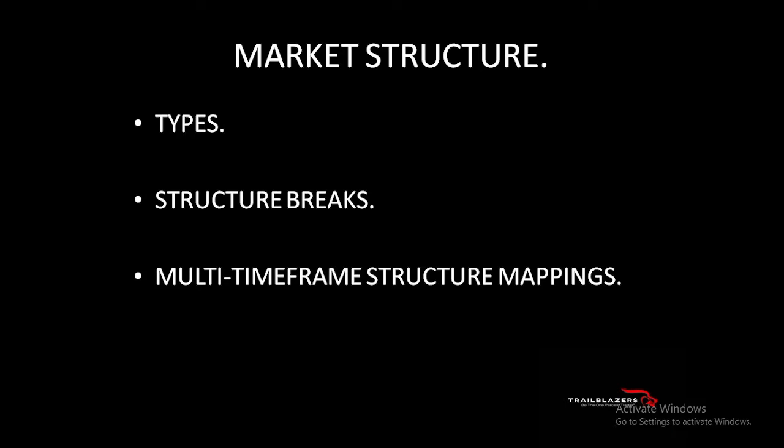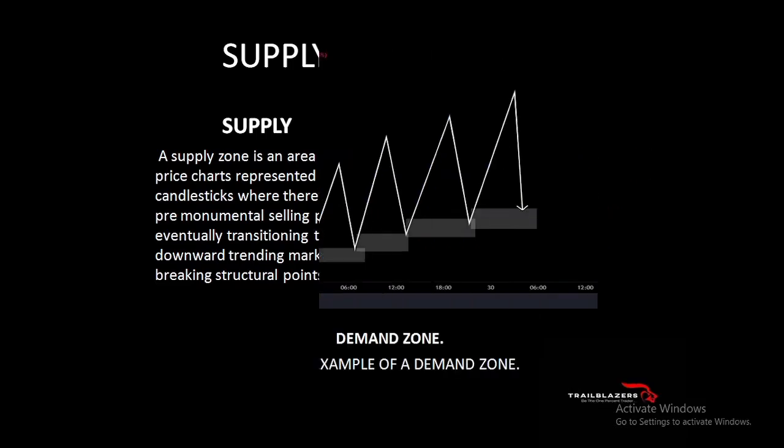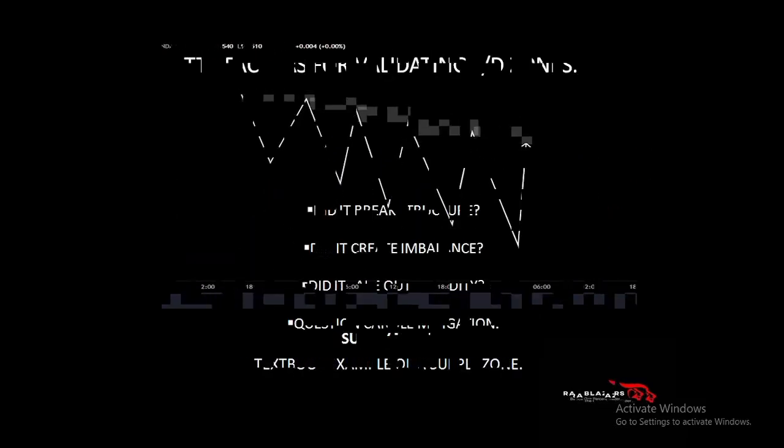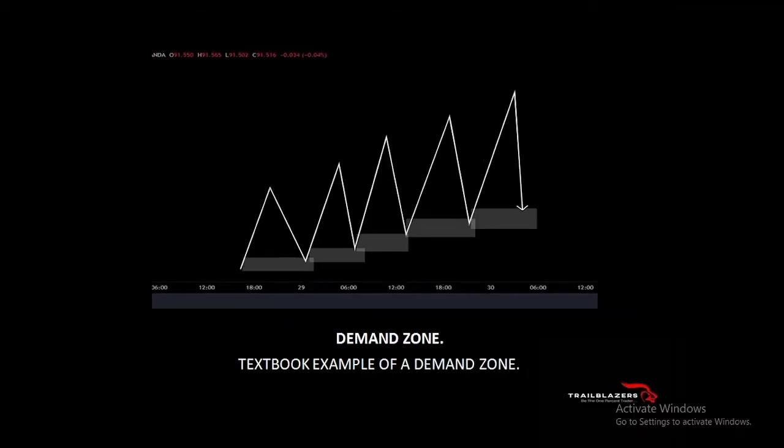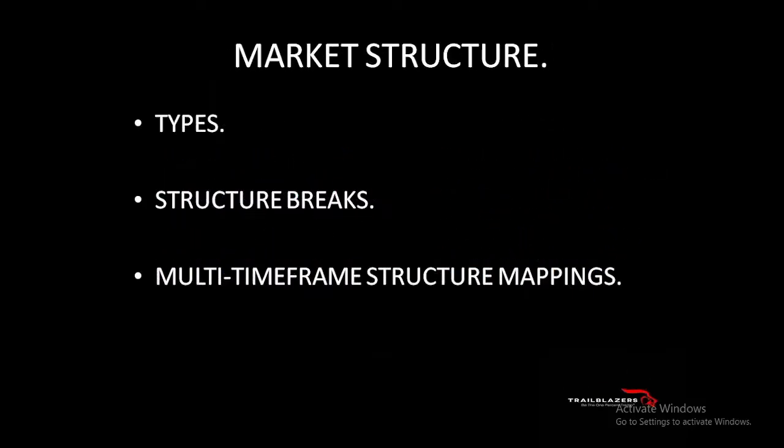Under this market structure section, we're going to be explaining the types of market structure, structure breaks, multi-time frame structure mappings, then supply and demand zones, textbook examples of both, then our factors for validating supply or demand zones, and that's the end of the slide. So let's get straight to the market structure thing.